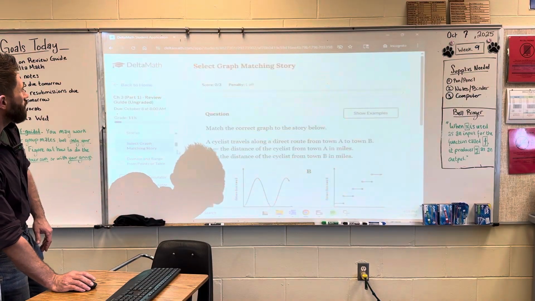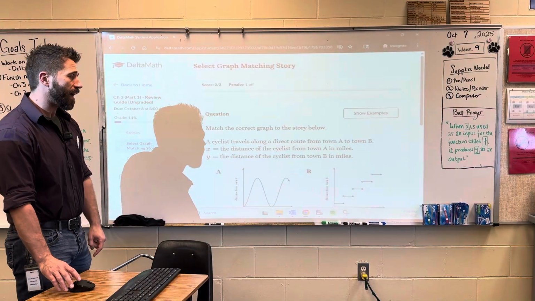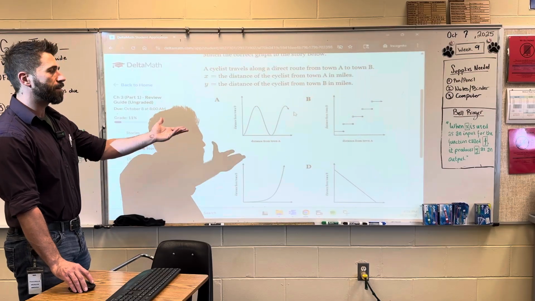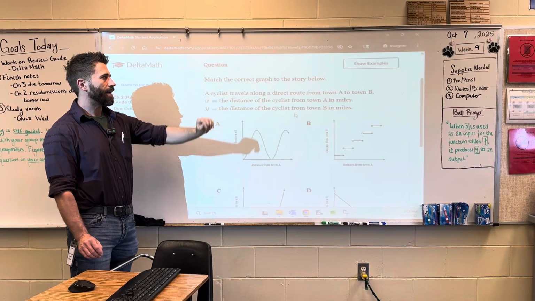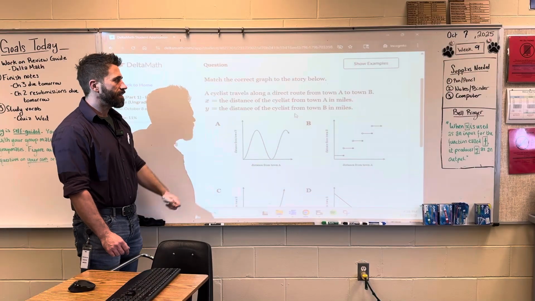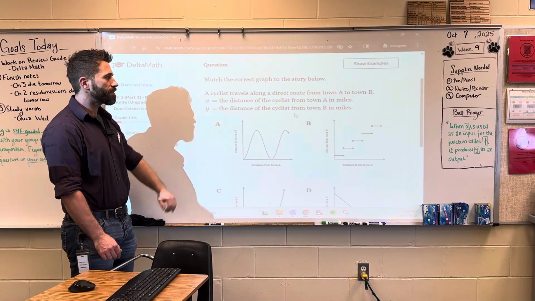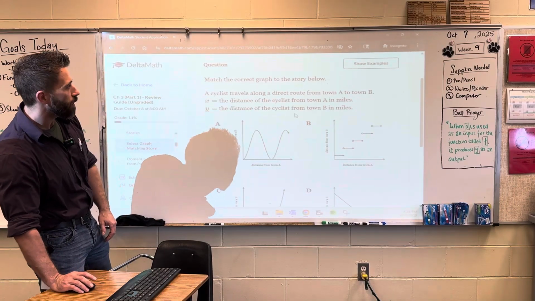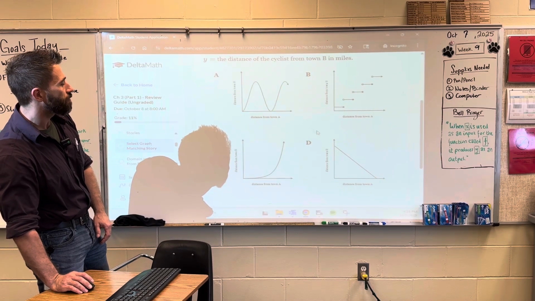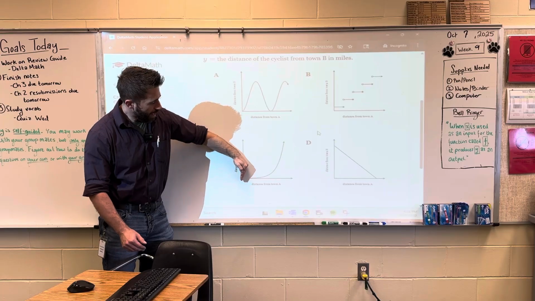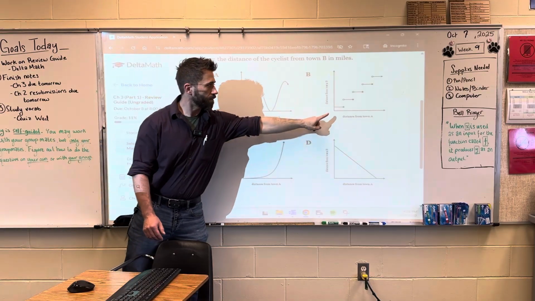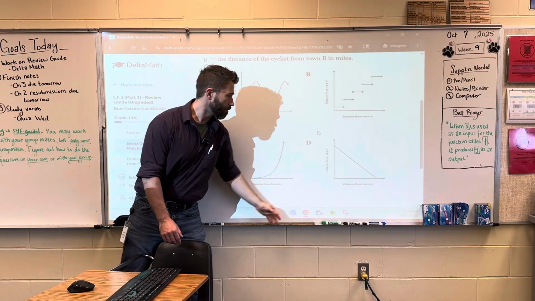Let's go ahead. Select the graphs matching the story. This one gave a lot of students problems because all these graphs sometimes look really good. We have a cyclist traveling on a route from town A to town B. X is the distance from town A, Y is the distance from town B. So where we're going to start is, if we're traveling from A to B, well, I'm in A, so my distance should start on the 0 mark. So all of these start on the 0 mark, which is perfect.